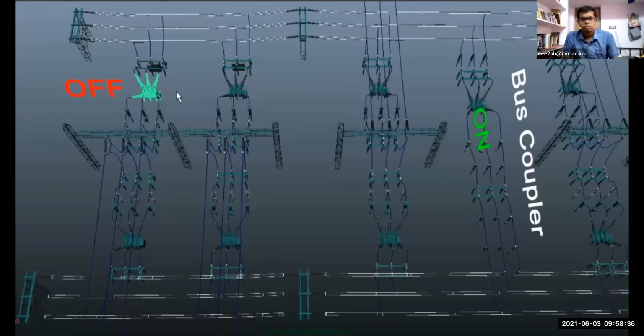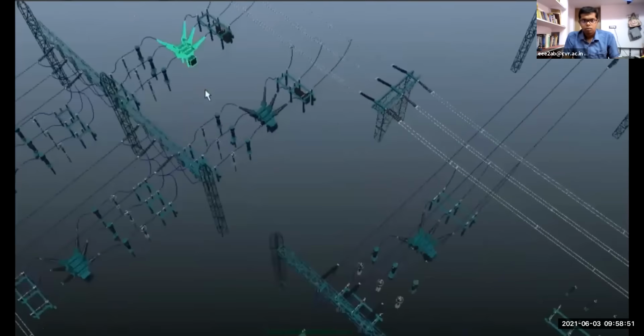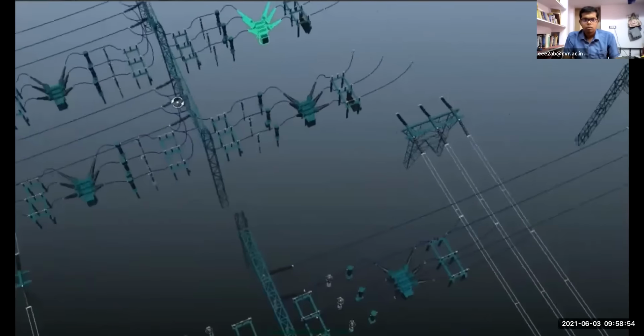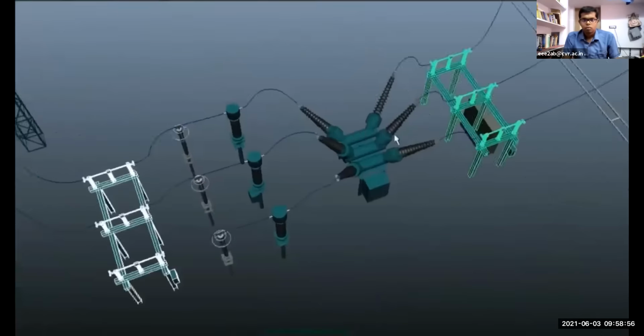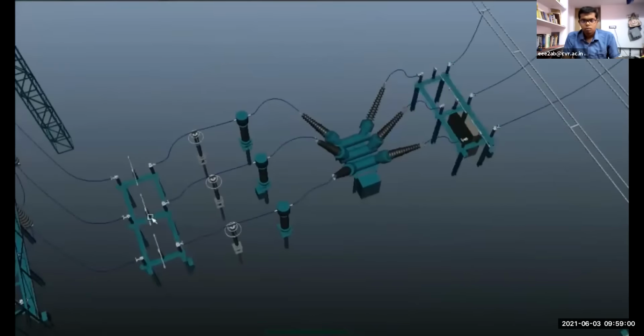Once the maintenance of the circuit breaker is done, it can be put again in duty so that the power again reaches both the buses from this path, and the bus coupler can be switched off. During the time of maintenance, the circuit breaker must be isolated from the system properly, and for that we use isolators. When the isolators are operated, their rods rotate like this, and they become off.